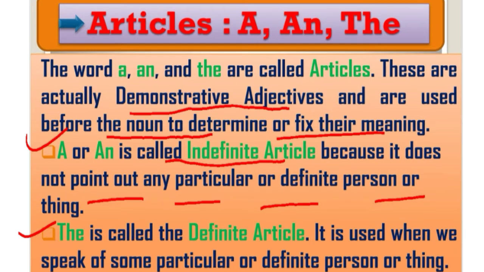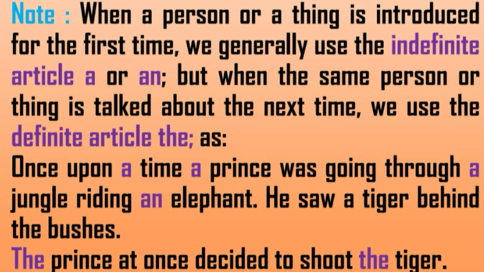Number two, the is called the definite article. It is used when we speak of some particular or definite person or thing. Listen very carefully. That's it. Note, it means it's very important, so please listen very carefully.